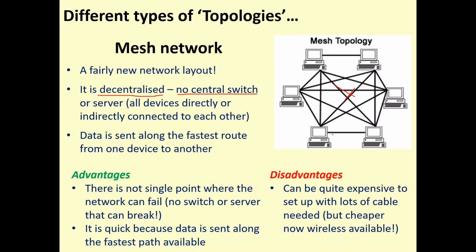Data is sent along the fastest route. So whatever wire is the fastest, data goes along that wire. It is quick because it can go across the fastest route. However, it can be quite expensive with lots of cables needed, but it's much cheaper now if you use wireless instead. But the main point is decentralized, no central switch or server.